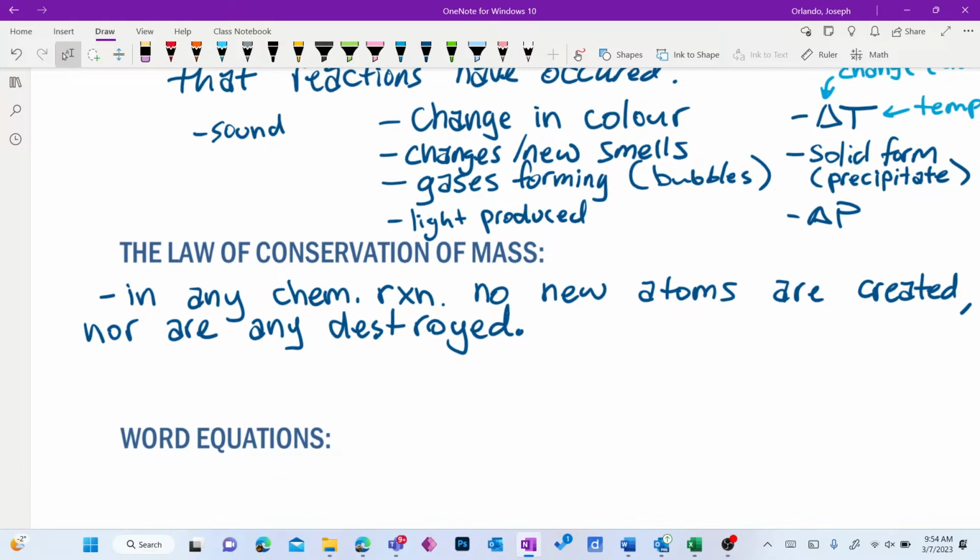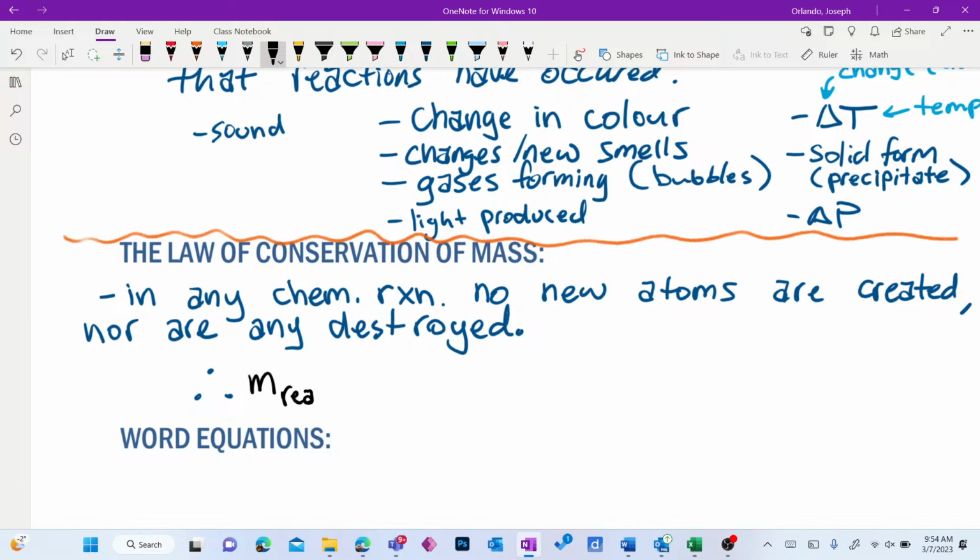And we can kind of say this in a couple of ways. One thing we could say then is, to do a little bit of math, therefore, the mass of the reactants must be equal to the mass of the products. What do those two words mean? Those two new words, maybe, or maybe you're comfortable with them. What do they mean?